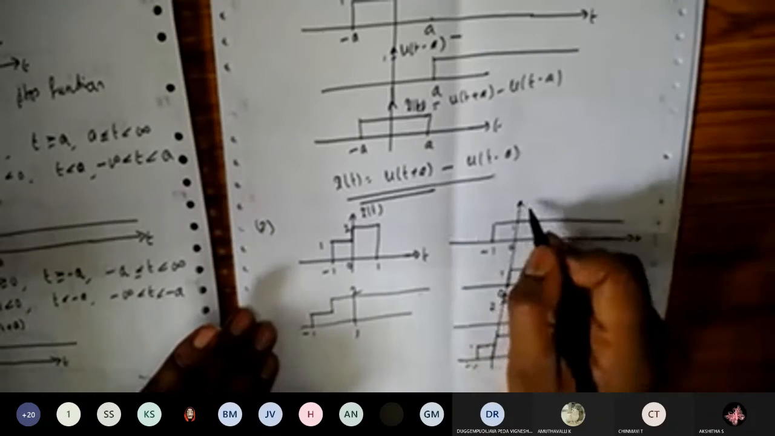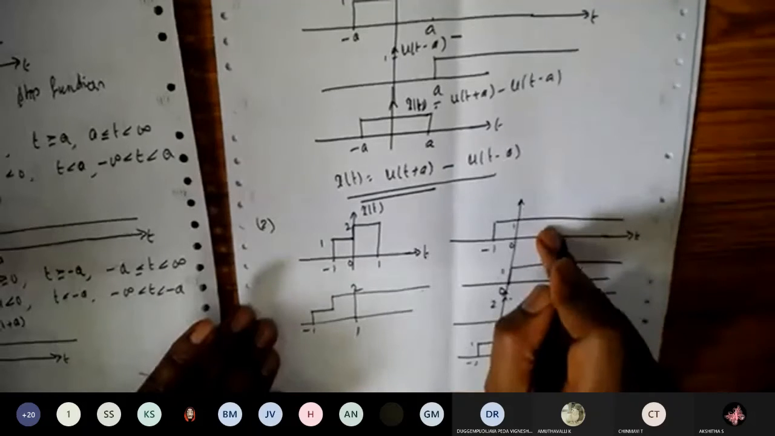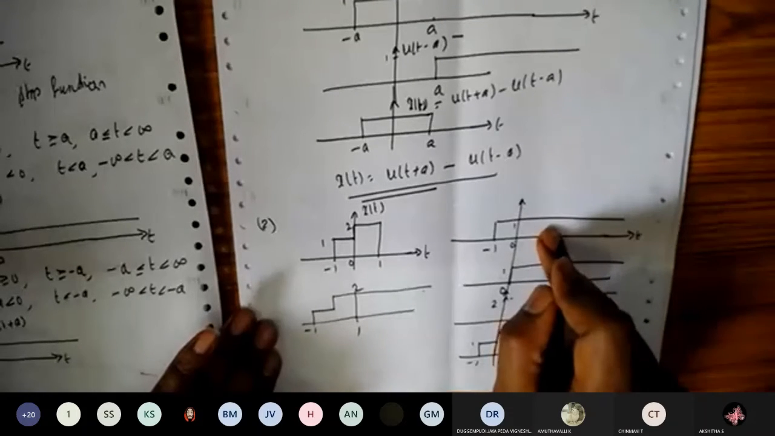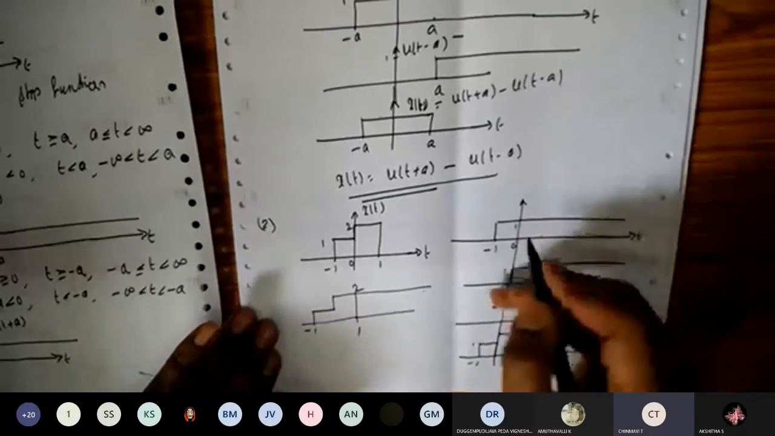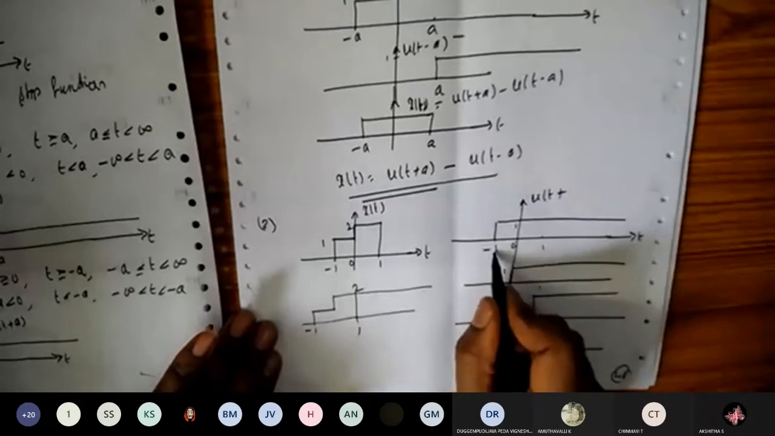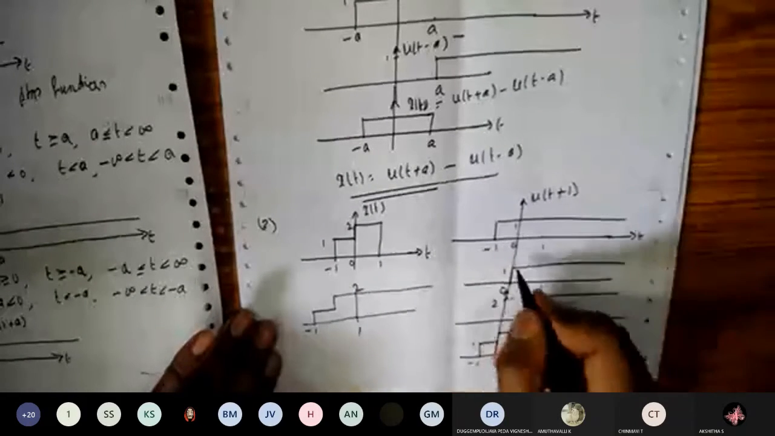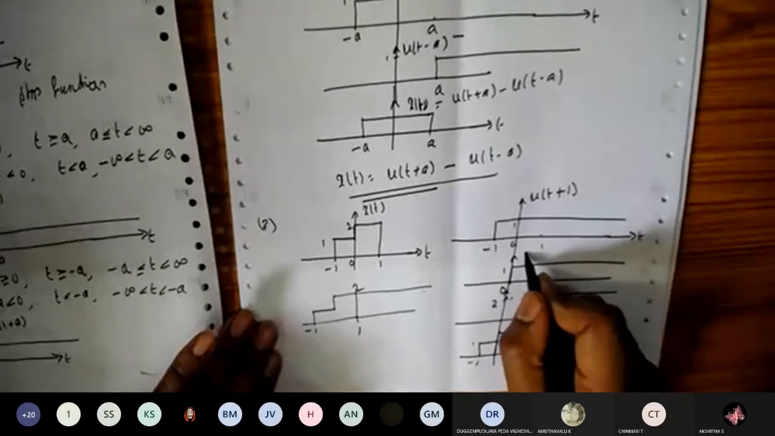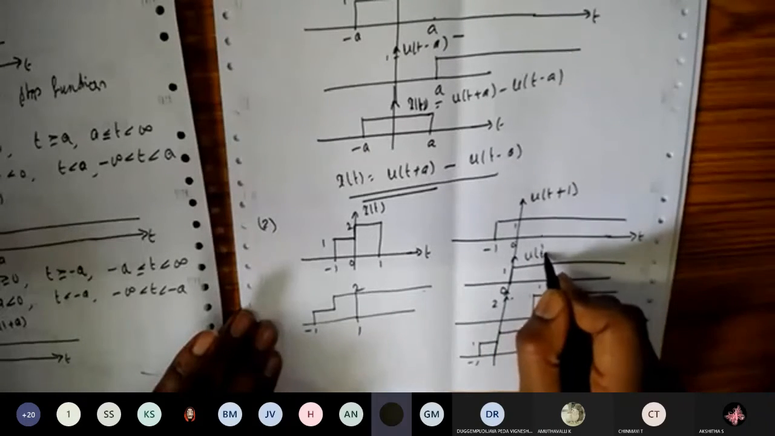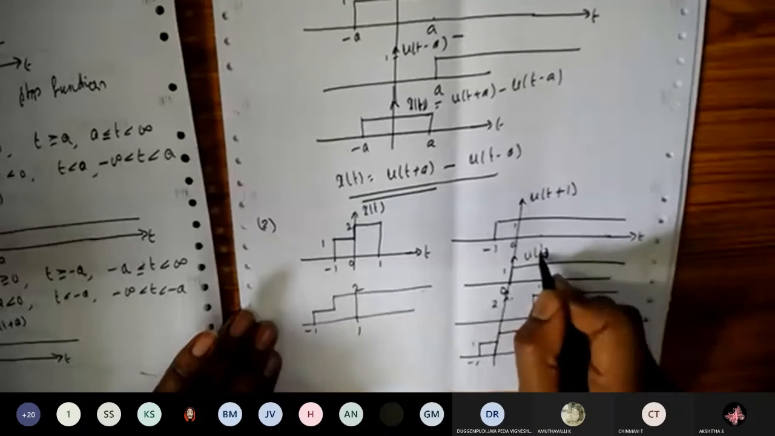So now this is the waveform. Can anybody tell me what is the waveform in terms of the unit step function? U of t plus a. So in place of a, we have 1 here. So this is u of t plus 1 we can consider, because in the previous problem a is 1 here. So u of t plus 1. Then this is u of t, you're starting from 0.